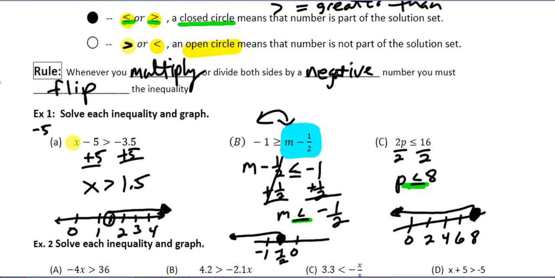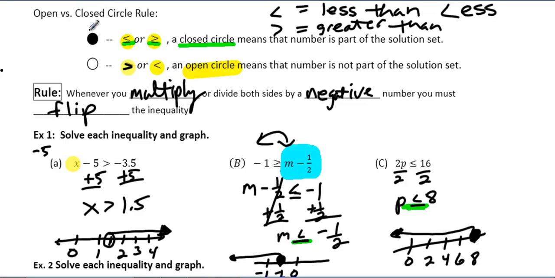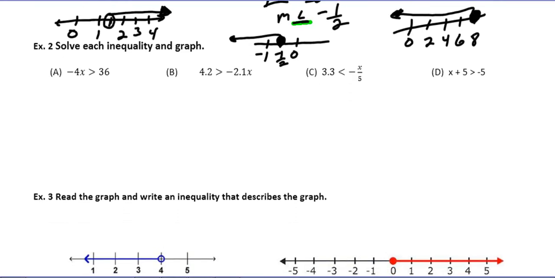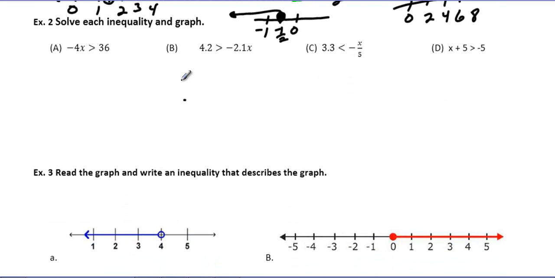So, in the first 3 problems, we saw practice with the open and closed circles and just a quick review of one-step equations, basically. Now we're going to deal with this rule right here. The rule, once again, says whenever you multiply or divide both sides by a negative number, you must flip the inequality sign. So here's what happens. Example 2. Alright, we look at what's being done. We see we're multiplying by negative 4. I know the opposite is dividing, so I divide both sides by negative 4.